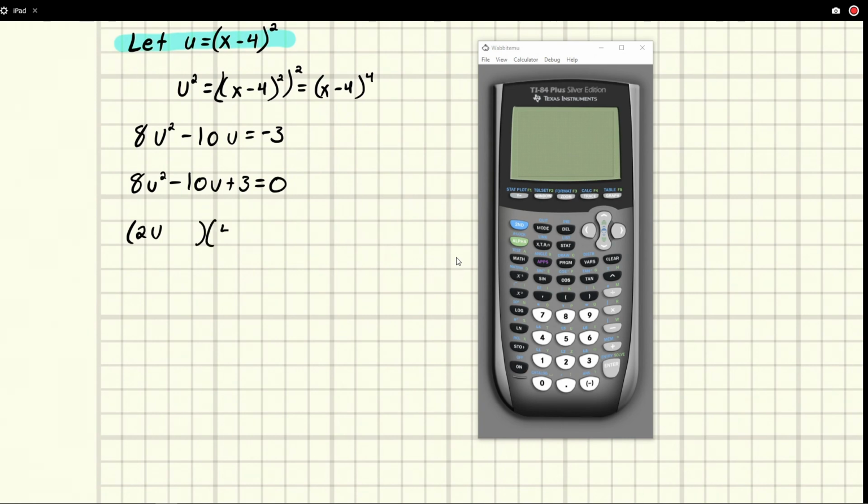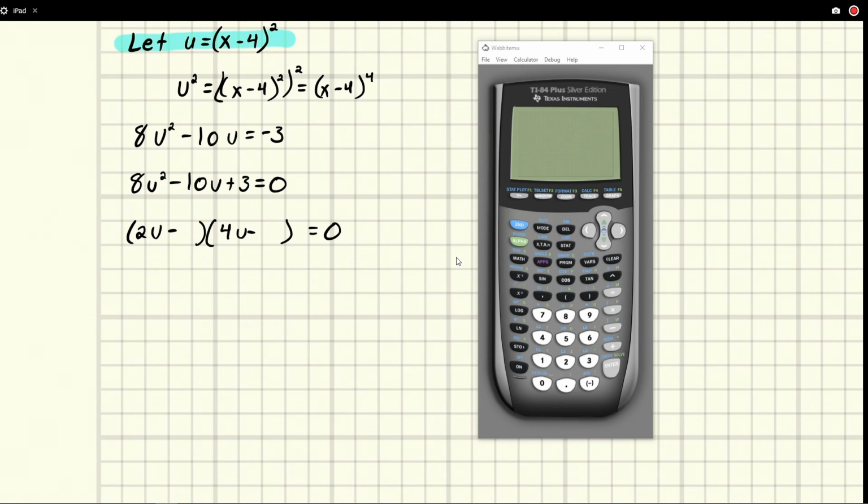And then we're going to have a 4, and then a u. This has to equal 0. We need a positive here and a negative here. So our inner signs have to be negative times a negative because those will multiply to give a positive. And then we say, okay, well, 3 and 1 are the only combinations that give 3.